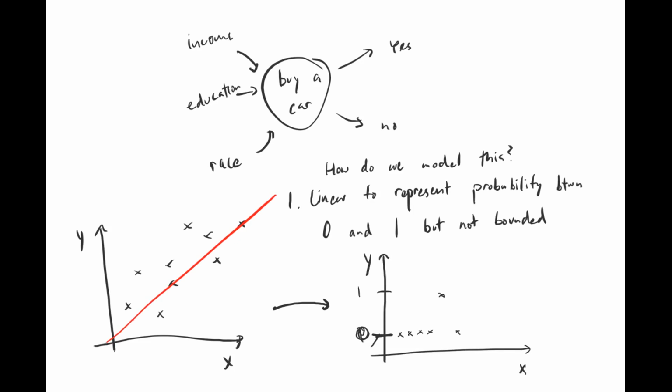And your y's might look something like this. And if you were to run a linear regression, you may end up with a line that kind of looks like this. And so what does this even mean? The interpretation of this line is kind of obviously different from the figure on the right, right?